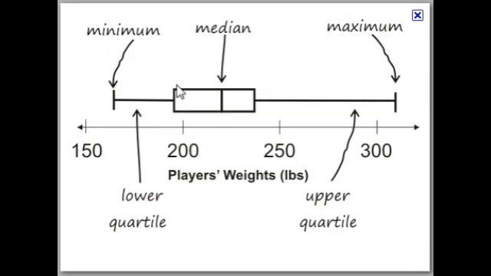To find the first quartile, we want to find the middle number in the data set between the median and the minimum value. To find the third quartile, we find the middle number between the median and the maximum. This will give us all of the pieces of information for the box and whisker plot.